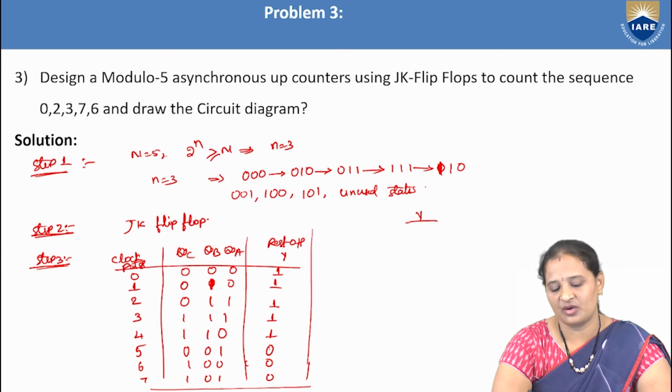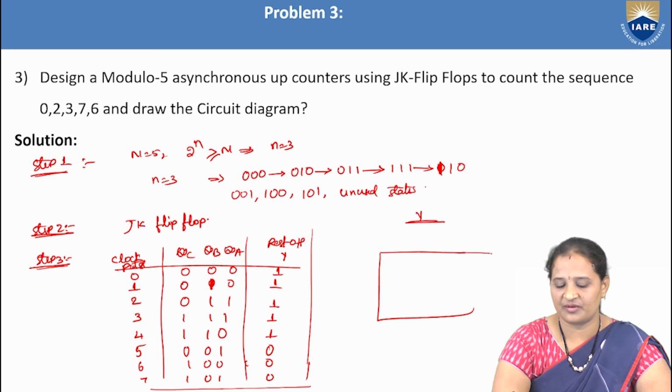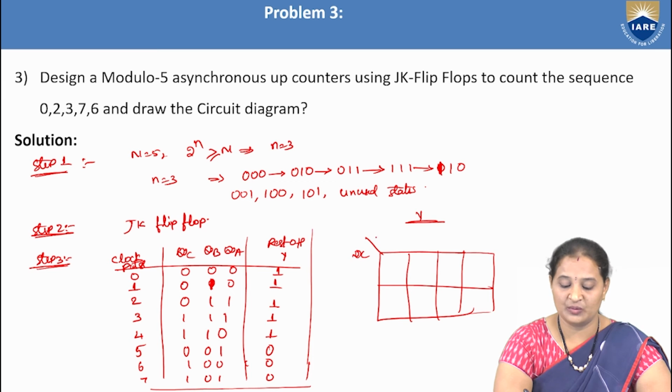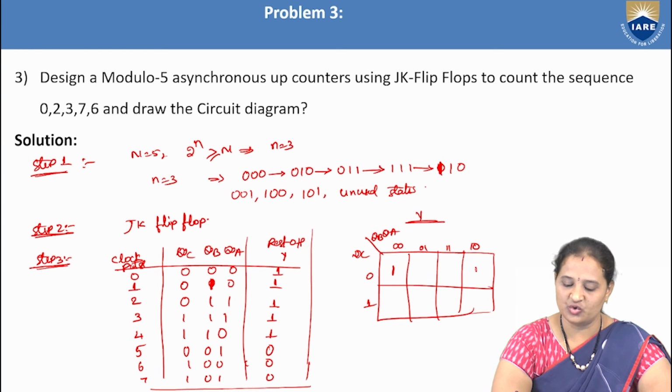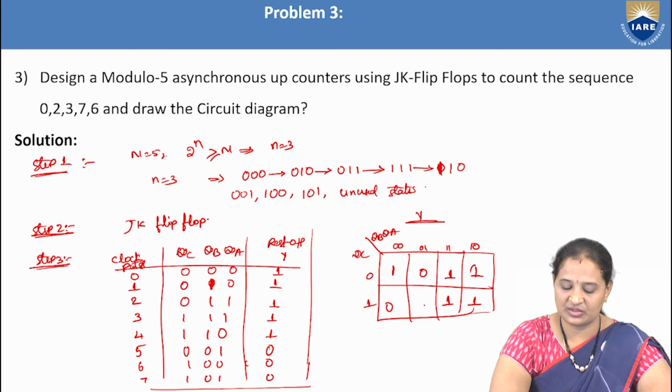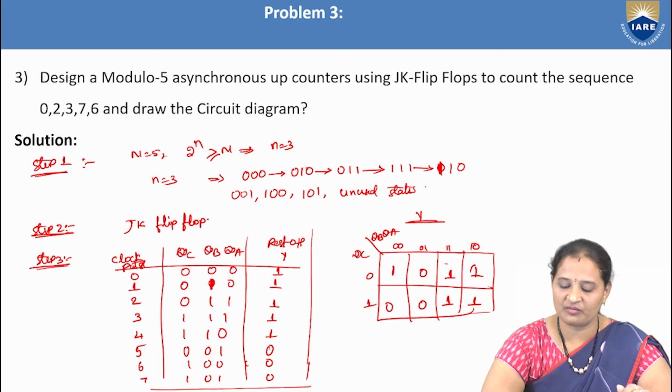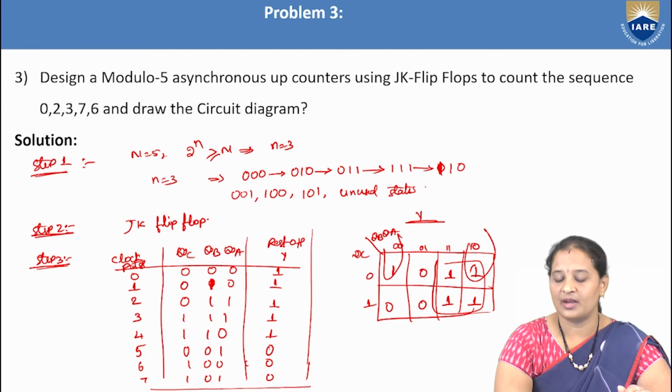So now we need to derive the equation for Y. I'm deriving the equation for Y by considering a 3 variable K-map. So this is my 3 variable K-map here, QC, QB, QA. 0 0, 0 1, 1 1, 1 0, 0, 1. So here it is 1 for 2, and for 3 it is 1, for 7 it is 1, and for 6 it is 1. Whereas for the remaining, 0 0 1 it is 0, 1 0 0 it is 0, 1 0 1 it is 0. So what we can do here is form a quad with these 4, and form a pair with these 2.